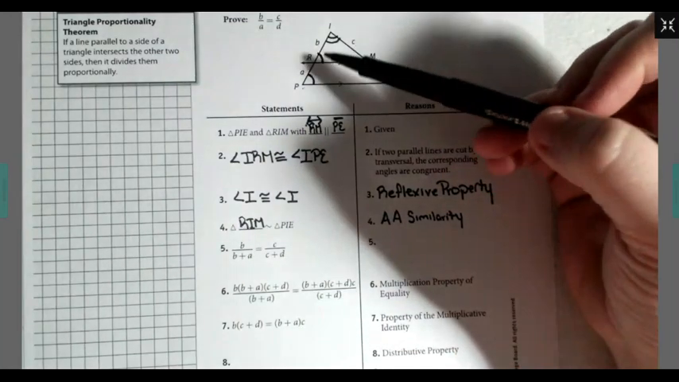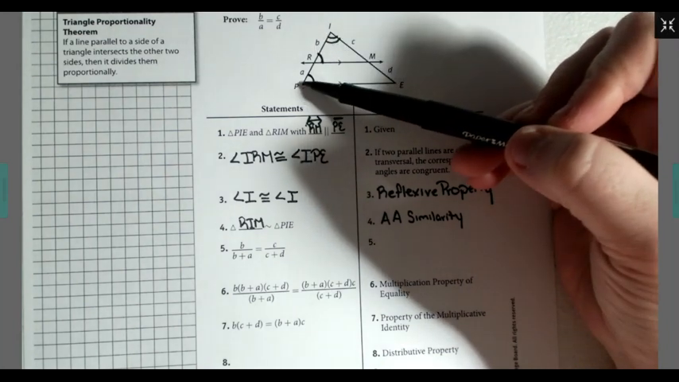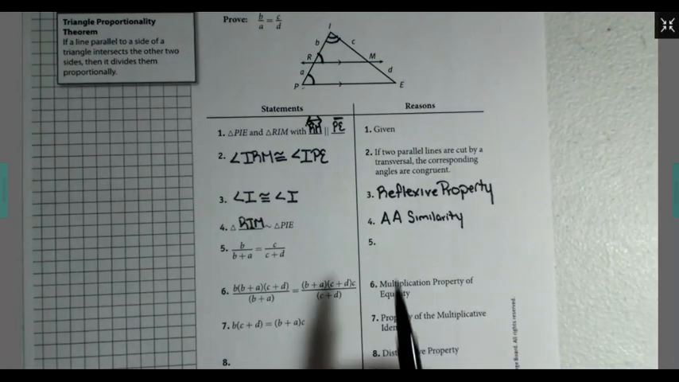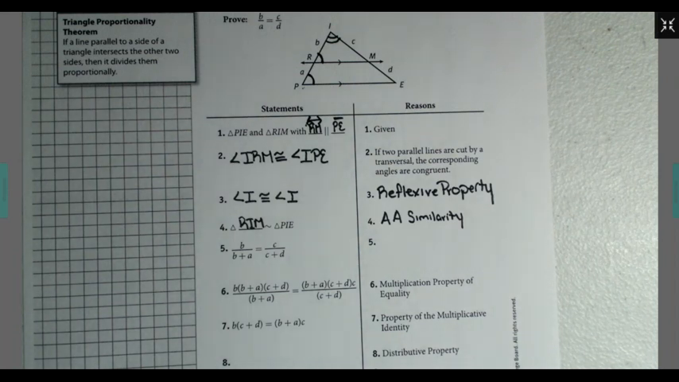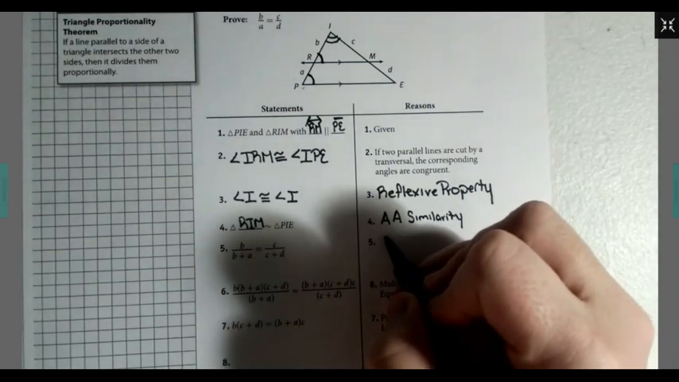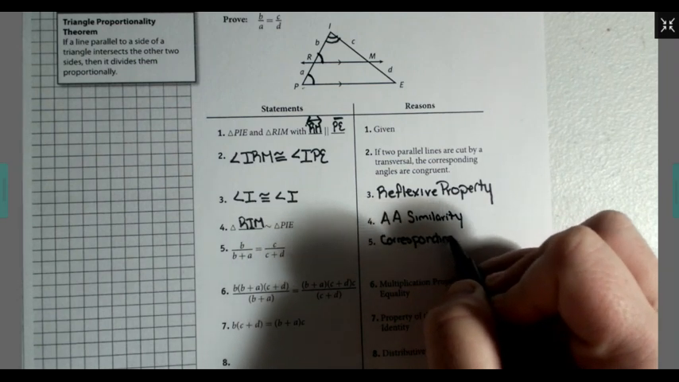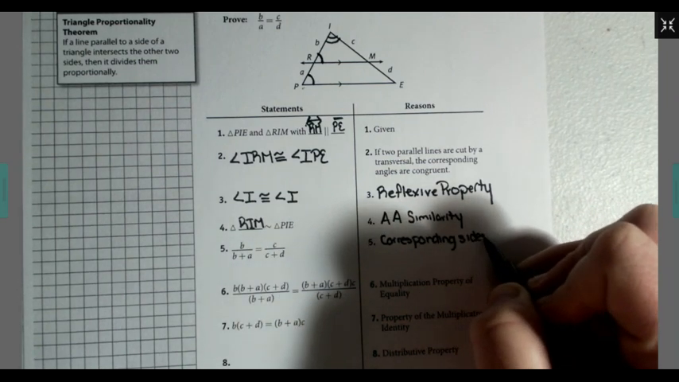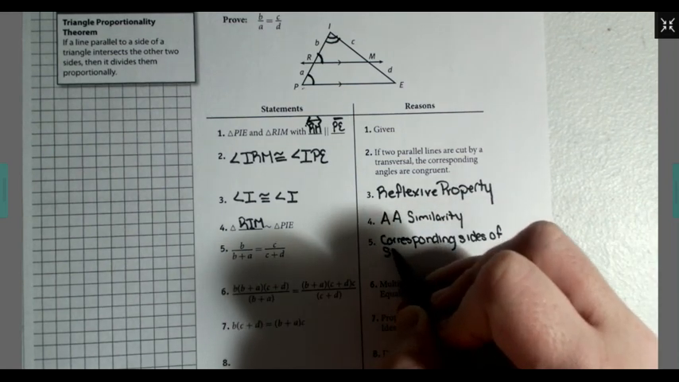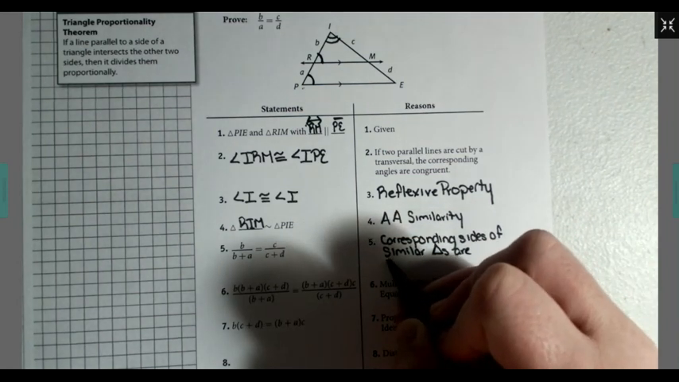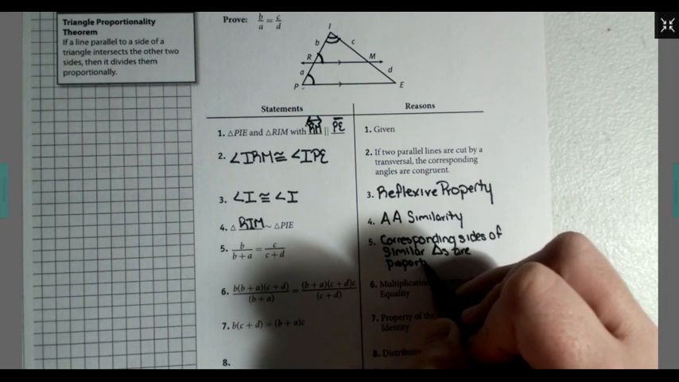Next, it says B over B plus A is equal to C over C plus D. The reasoning here is corresponding sides of similar triangles are proportional. Remember, our angles are congruent, our sides are proportional. So these are corresponding sides of similar triangles that are proportional, which means their ratios are equal to each other.